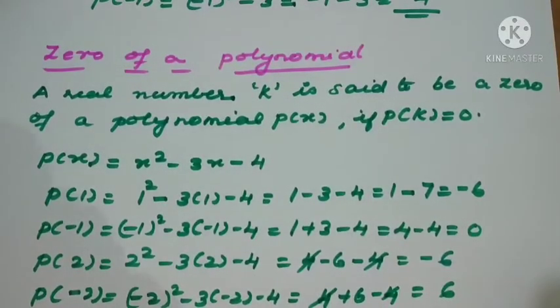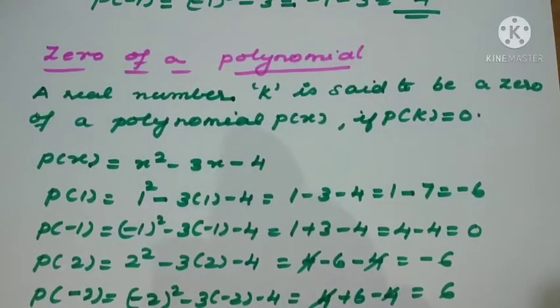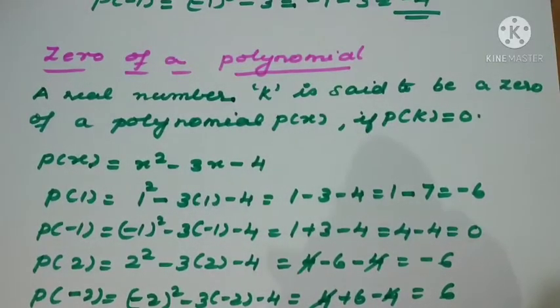Let me try with another number. Let us take p(4). So 4 square minus 3 into 4 minus 4. 4 square is 16. 3 into 4 is 12. Again minus 4. 16 minus 12 minus 4. So 16 minus 16 is equal to 0.